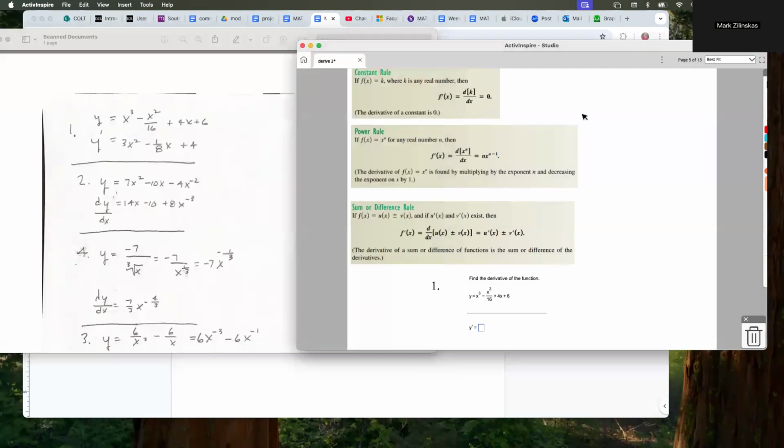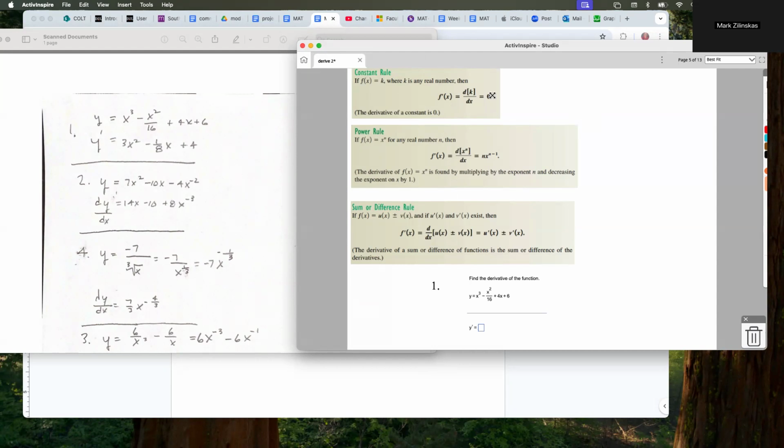Okay, back again with some examples. This will probably be a little bit quicker here, of polynomials, or finding derivatives of functions that are polynomials. And essentially, we're using the three theorems that you can see here.